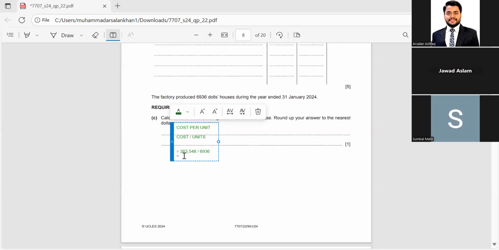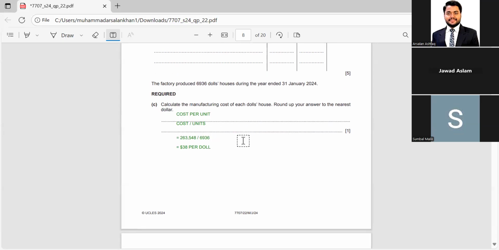It is around 38. Okay. Rounded off to $38 per doll. Okay. $38 per doll is the answer for this question. Manufacturing cost of each doll house, they are asking us. We calculated the total cost of production. We divided with the number of units. Number of units given is 6936. We divide cost upon unit to get the cost per unit. Okay. And what is the unit over here? It is doll house.